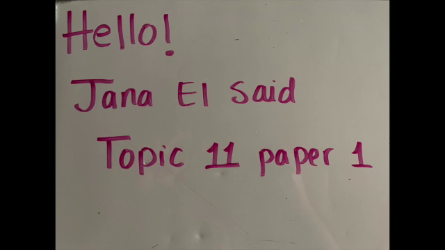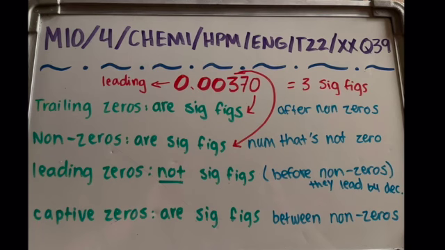For my AA, I was assigned Topic 11 Paper 1 and I chose to review with you guys 4 Paper 1 questions to help you understand them better. For the first past paper question I chose, I was supposed to determine how many significant figures were in the question. So before we find out how many significant figures are in the question, we have to go over the rules of significant figures. And we have 4 rules.